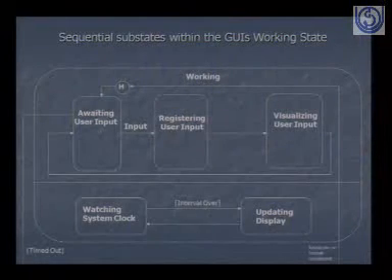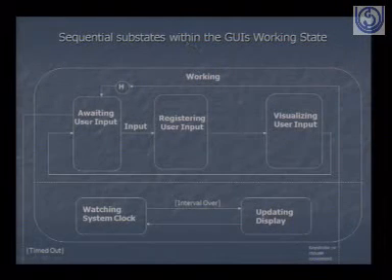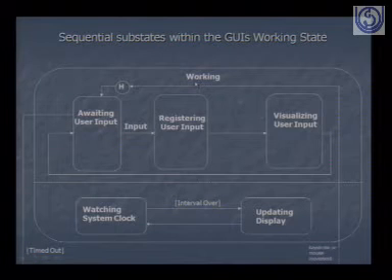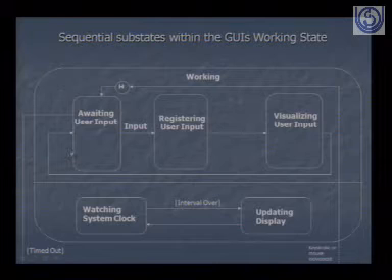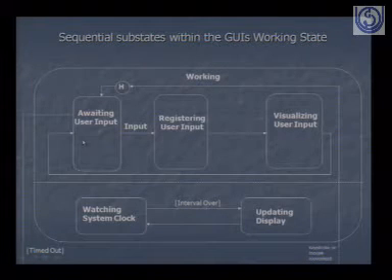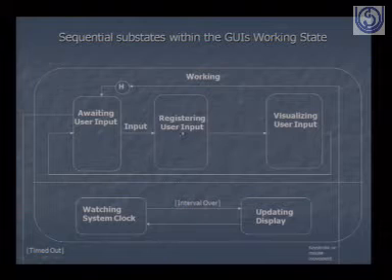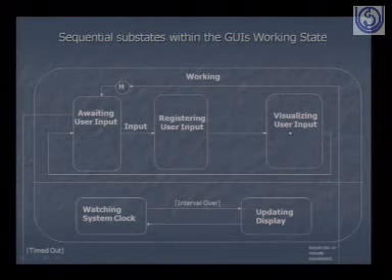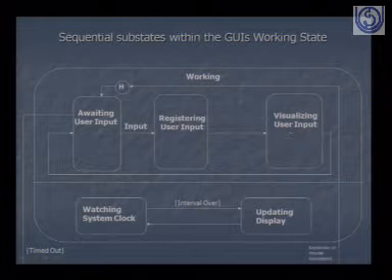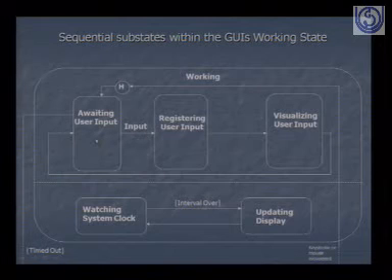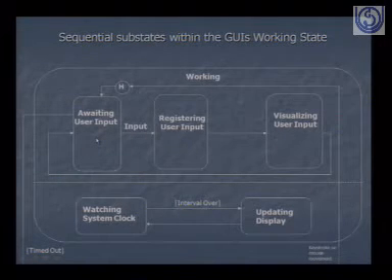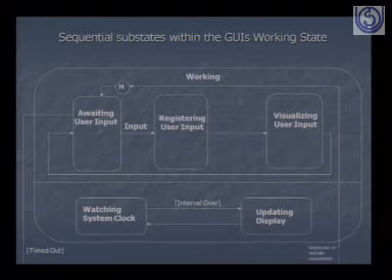So in this diagram, let us see awaiting user input. This is the working state. Here I have shown the complete thing as the working state, and within the working state there are three substates. One is awaiting user's input, second is registering user's input, and third is visualizing user's input. So the system is waiting for the inputs in this particular state.